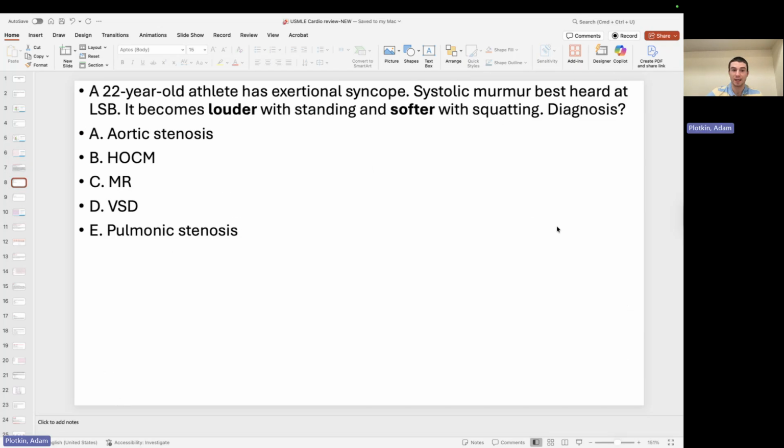All right. We have a 22-year-old athlete who has exertional syncope. Systolic murmur is best heard at the left sternal border. It becomes louder with standing and softer with squatting. What's your diagnosis? Think about A through E, pause it.